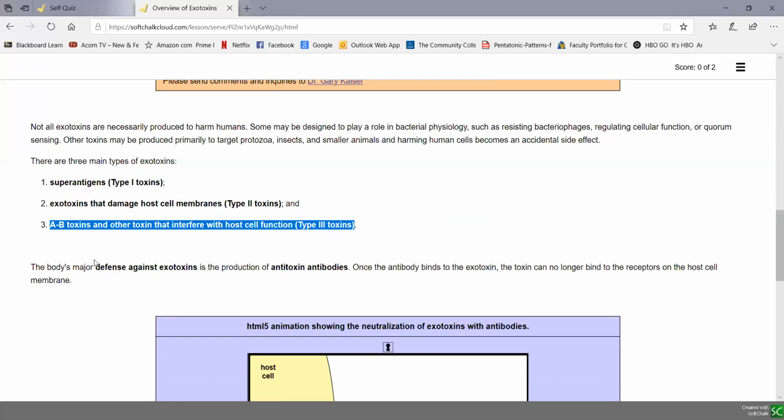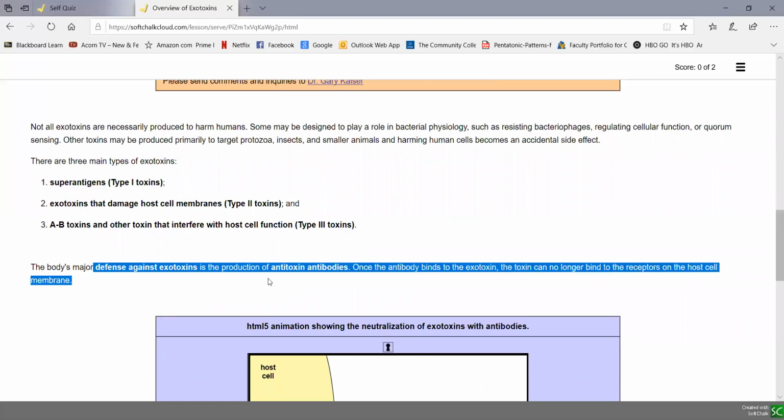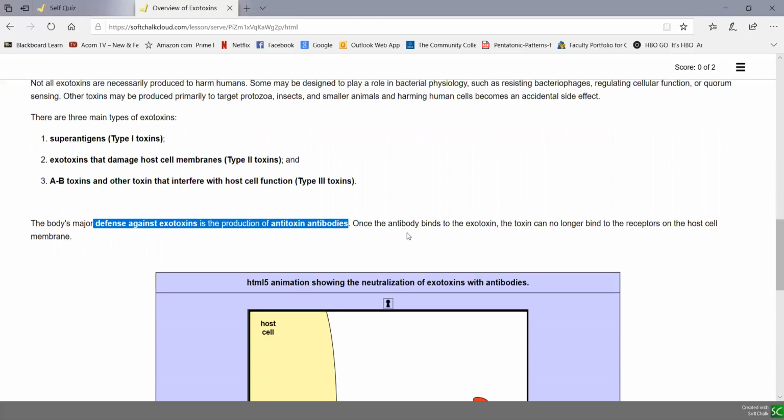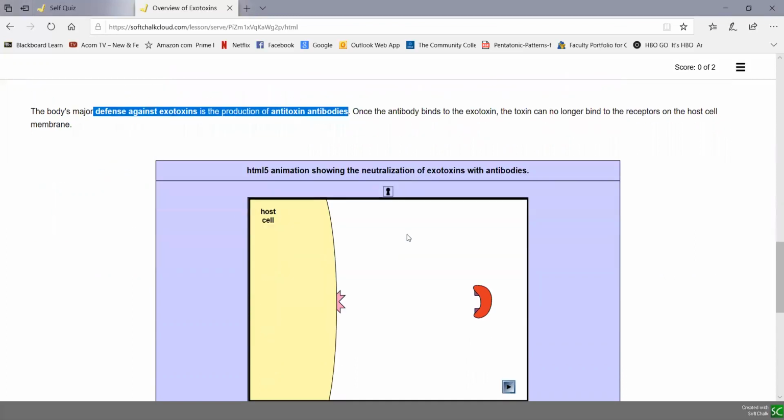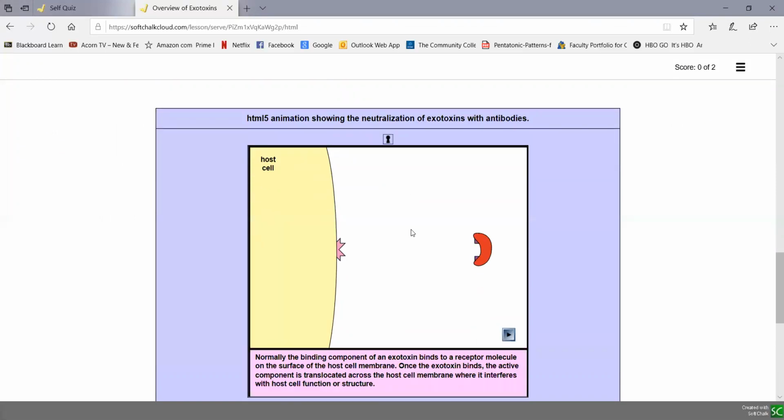Now, our major body defense against exotoxins is the production of antitoxin antibodies, or neutralizing antibodies, during adaptive immunity, specifically during humoral immunity, or antibody production. For toxins to be harmful, they have to bind to receptors on host cells. And this animation shows you how toxins would normally bind. So if we look at this animation, this represents an exotoxin.